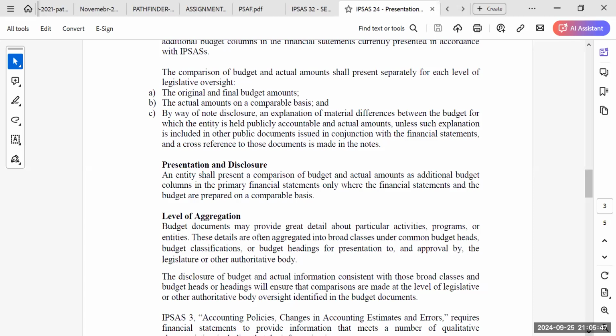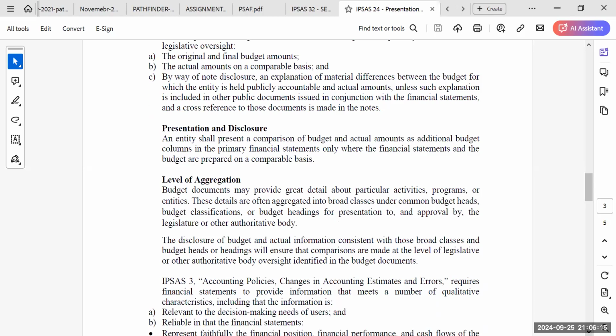A social intervention. You can group them under what? Under a particular heading. So a budget document may provide great detail about particular activities, programs, or entities. These details are often aggregated into broad classes under common budget heads, budget classification, or budget headings for presentation to an approval by a legislature or other authoritative body. That is what we are calling the level of aggregation. So you can put certain expenditure or certain items under a particular heading so that people can actually understand that one.